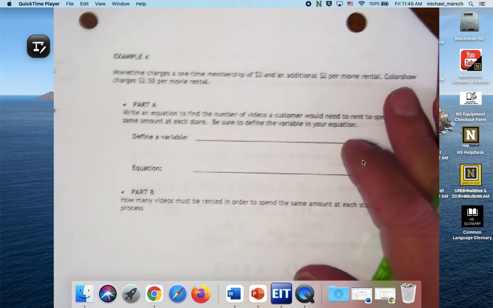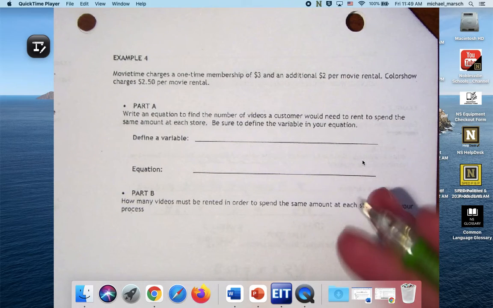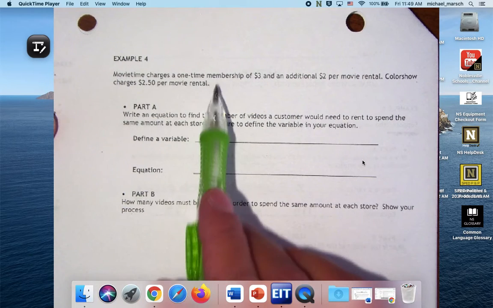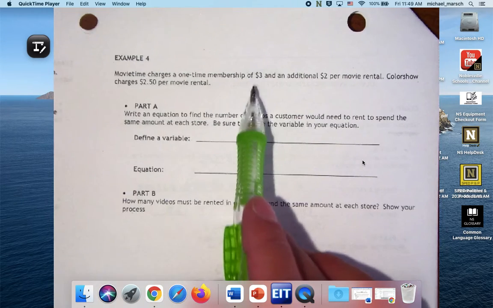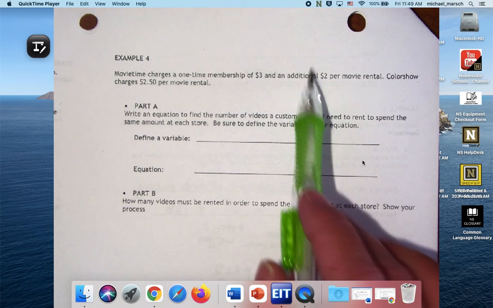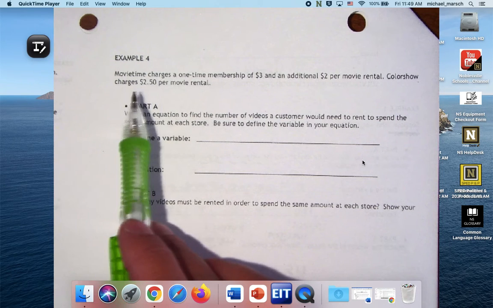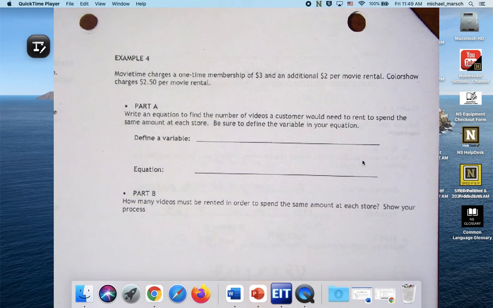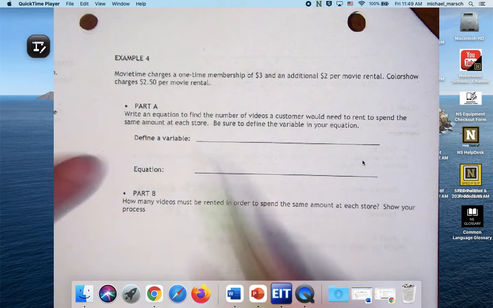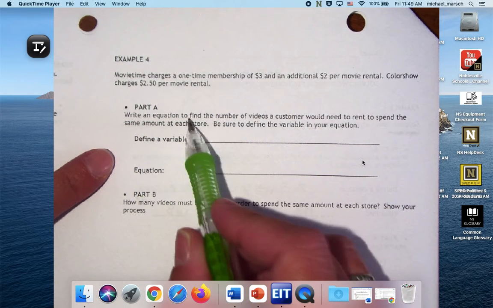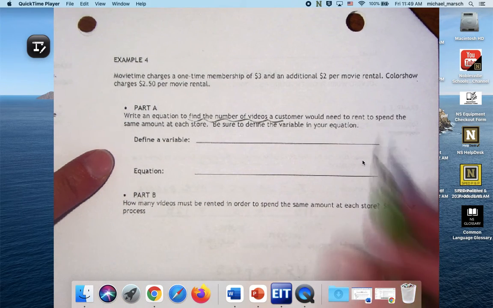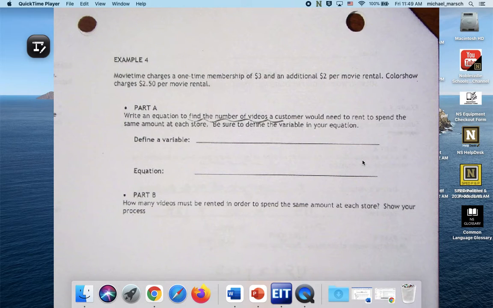Okay, so back to the math. Let's pretend we're going to a movie store to experience all of its glory. One of them has a membership you pay once forever, and then every movie is $2. The other one, there's no membership, but it's $2.50 per movie rental. So there's pluses and minuses to both. We're going to write an equation to find the number of videos a customer would need to rent to spend the same amount at each store. Be sure to define the variable in your equation.